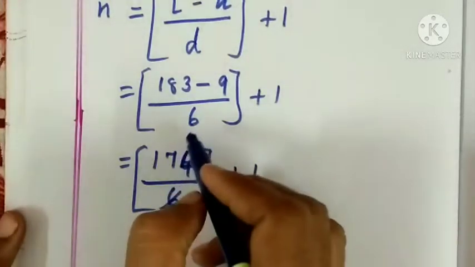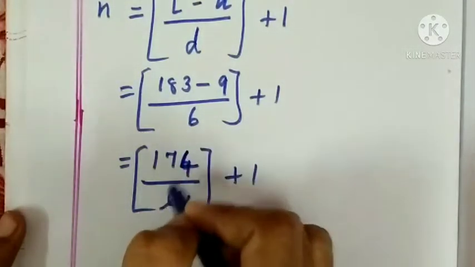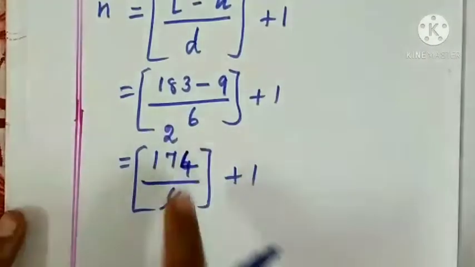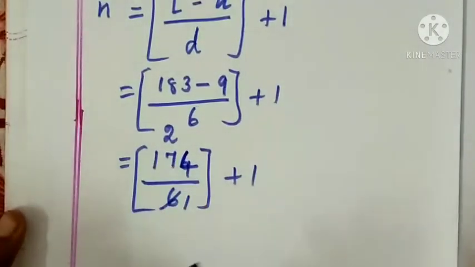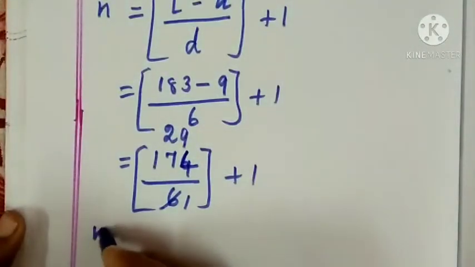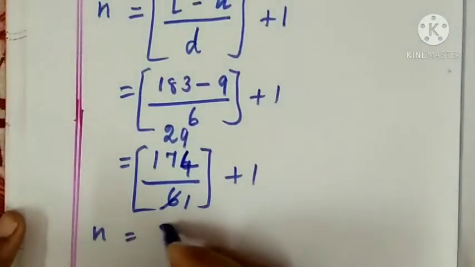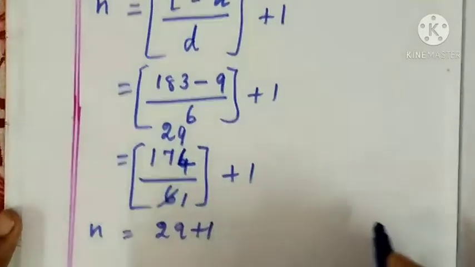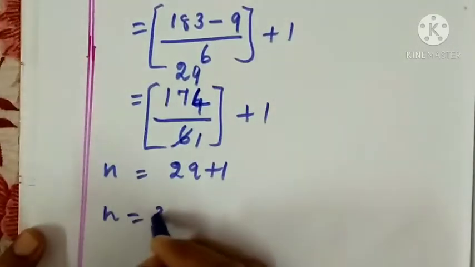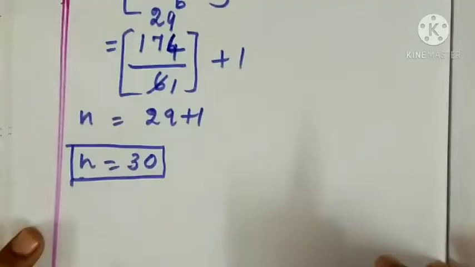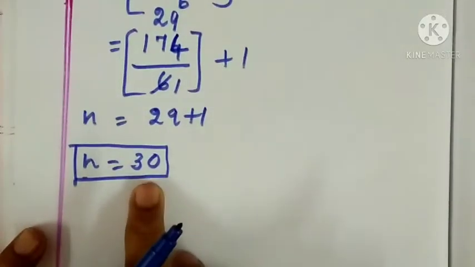Now you have to divide this by 6 using the 6 table. 1 6 is 6, 3 2s are 6, 2 6s are 12, remainder 5, 9 6s are 54. Then the value of n is equal to 29 plus 1, that is n is equal to 30. Here the total number of terms of the given AP is 30.